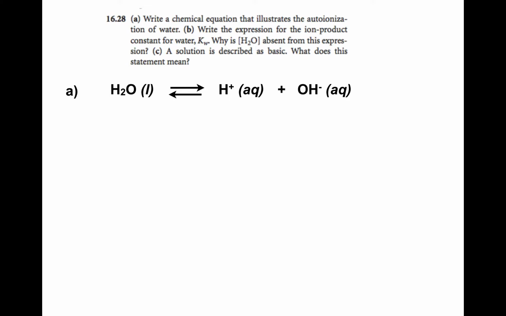Write the expression for the ion product constant, Kw. Why is water absent from this expression? Well, liquids and solids do not appear in equilibrium expressions, so this is why it's called the ion product. There is no denominator. It's the product of the reactants raised to their stoichiometric coefficients. We leave water out of this. We call this the ion product, Kw, for water.